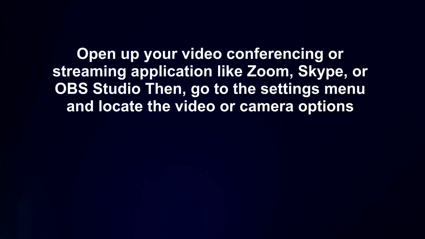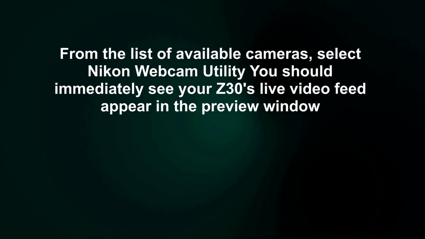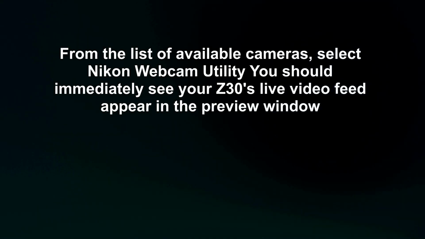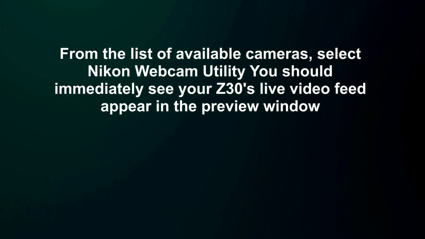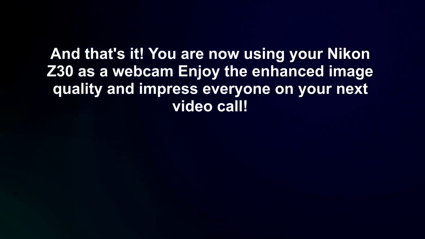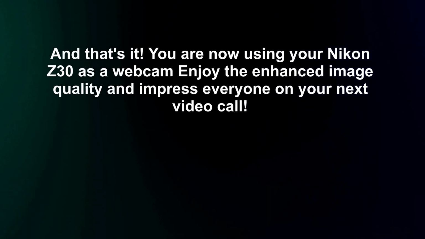Then, go to the settings menu and locate the video or camera options. From the list of available cameras, select Nikon Webcam Utility. You should immediately see your Z30's live video feed appear in the preview window. And that's it. You are now using your Nikon Z30 as a webcam. Enjoy the enhanced image quality and impress everyone on your next video call.